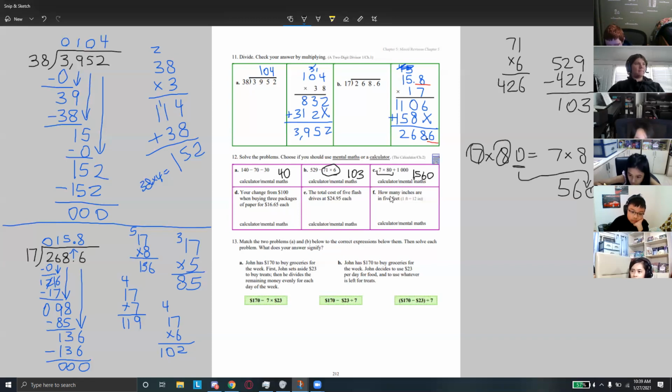So 7 times 80 is 560 plus 1,000 is 1,560. Okay, your change from $100 when buying 3 packages of paper for $16.65 each. So I'm starting with $100 minus I'm buying 3 packages of paper for $16.65 each. What's my answer? So 16.65 times 3. I'll do it up here because I'm running out of space.